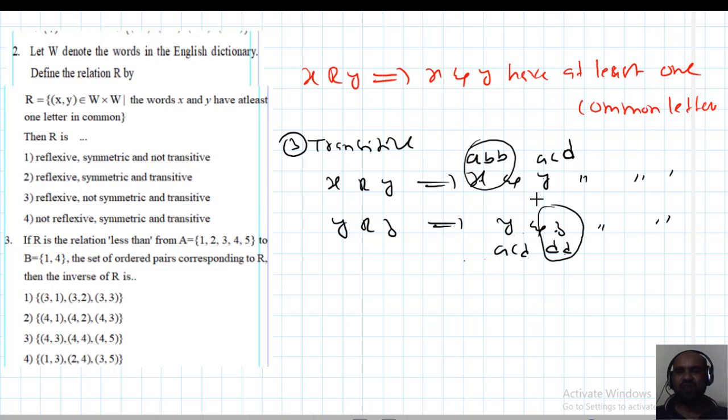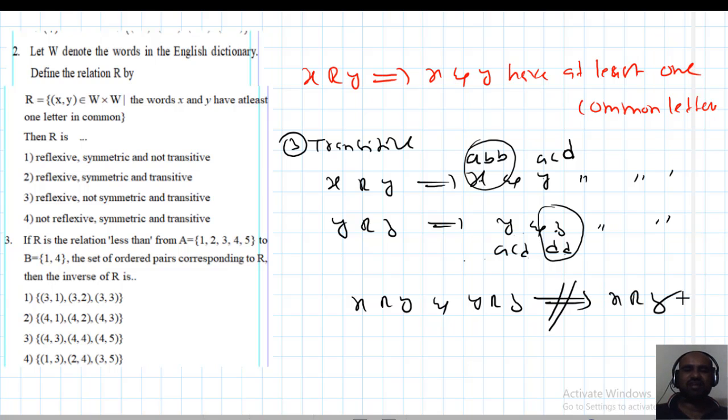No common letter, need not be a common letter, but the meaning of that is transitive fails. x related to y and y related to z does not give x related to z. Means the given relation is not transitive. R is not transitive, only reflexive and symmetric.